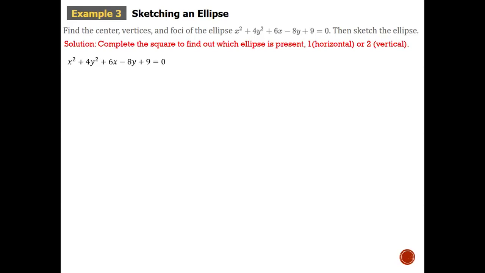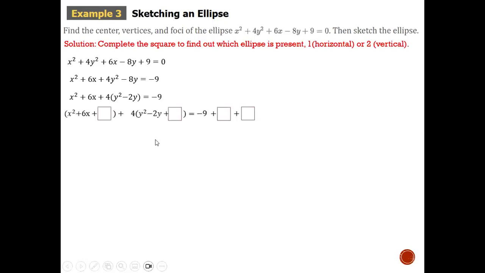Okay, here's the equation given. I'm going to separate, put the x terms together and then the y terms. So here are my x terms, x squared and 6x. I put my y terms together and I move the constant to the other side. I factored out what I could right here. So from the y's, I factored out a 4. And now I'm going to go ahead and complete the square on the x's and the y's.